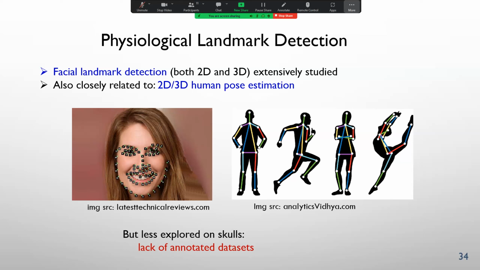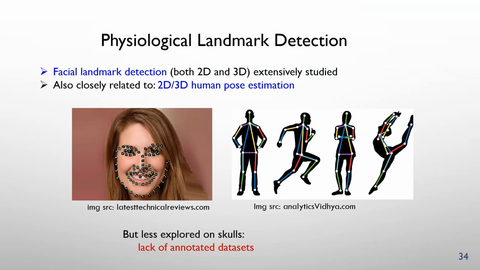While all these techniques are closely related and have been well studied, for 3D skulls, however, they cannot be directly applied. The key issue is the lack of annotated data sets, because not many skull data sets are available, and their annotations are even fewer. So for 3D skulls, very few landmark detection tools are available.